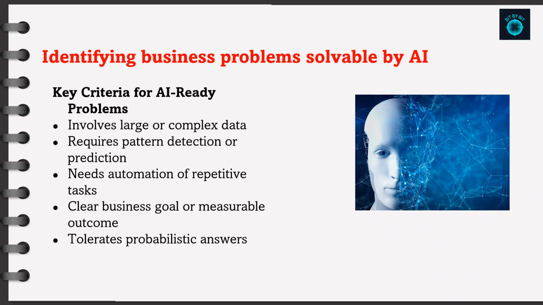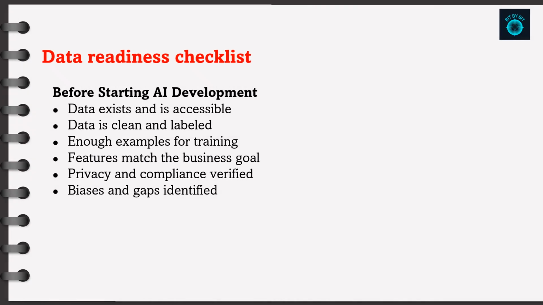So in summary, good AI problems are data-rich, pattern-based, automatable, goal-driven, and tolerant of uncertainty. Data readiness checklist. Before building any AI solution, you need to make sure your data is ready. This slide gives you a practical checklist to assess data readiness before starting any AI development.